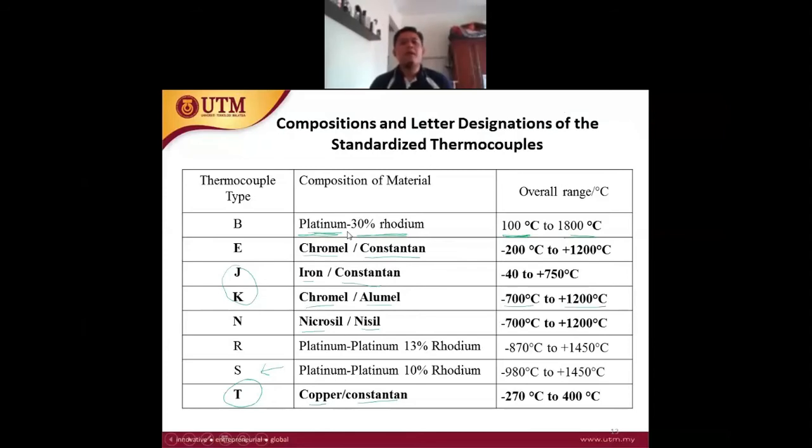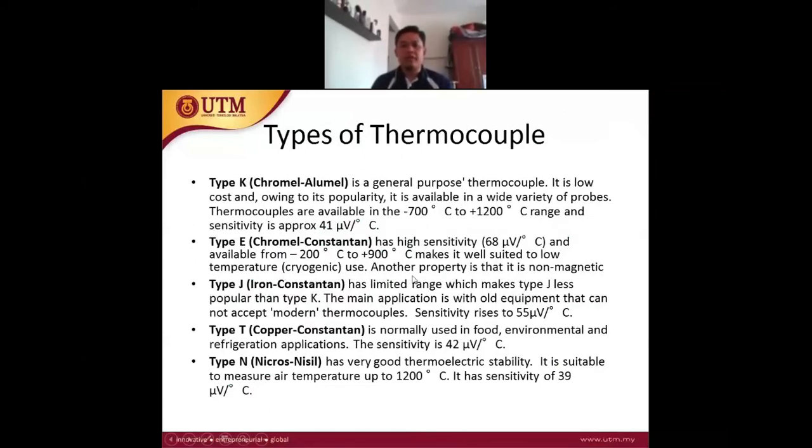Type E has a higher sensitivity. Oh, sorry, so my earlier measurement was in degrees Fahrenheit. Of course it is different, because this sensitivity is in degrees Celsius. Type E has the highest sensitivity, you can see from the graph, around 68 microvolts per degree Celsius. But the temperature measurement range is middle, so it is very suitable for cryogenic applications. And then we have the others, J and T, and you can read from the slide the details of each type of thermocouple.